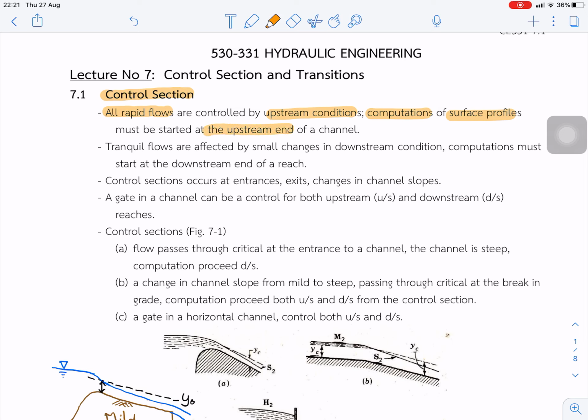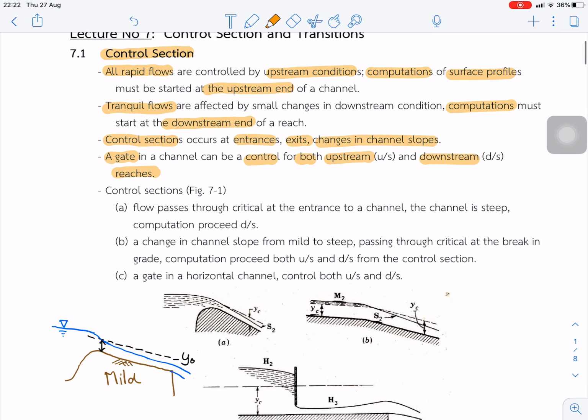In case of tranquil flow or subcritical flow, it is affected by a small change in the downstream condition, so the computation must start at the downstream end of the reach. The control section occurs at the entrance, exit, or change in the channel slope. At a gate in a channel, flow can be controlled from both upstream and downstream reaches. Okay, control section in the figure below.